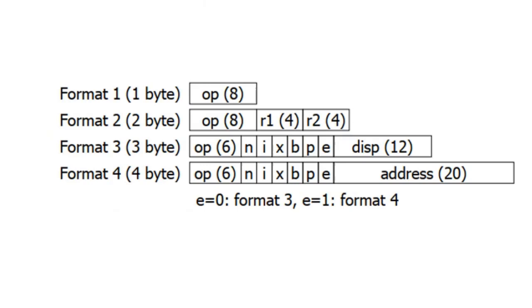So I hope you remember, SIC-XE supports 4 different types of instruction formats ranging between 1 byte to 4 bytes, and here is the slide containing the 4 different instruction formats supported by SIC-XE. Format 1 will contain only 8 bits of opcode.